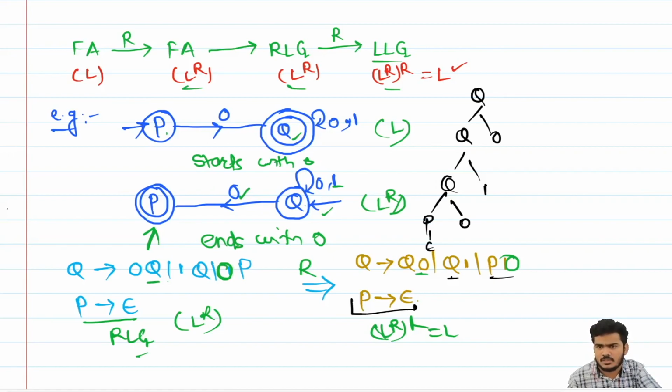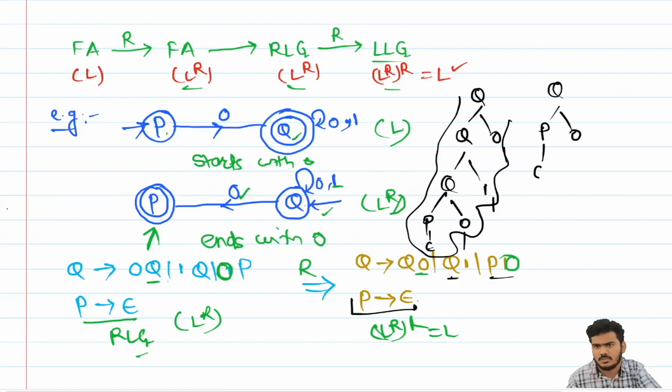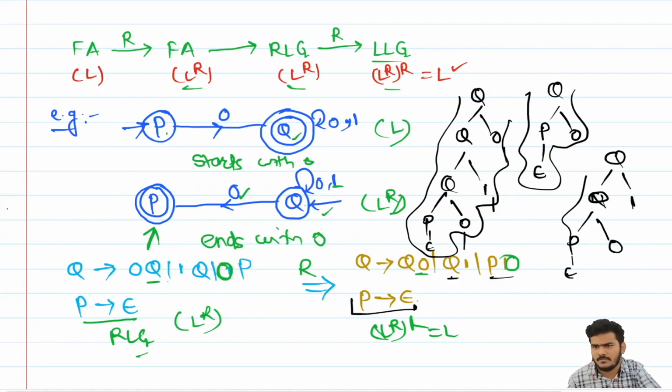So if I traverse this, what I will get is 0 1 0. Okay, let's take another one. q produces p0 itself, and p produces epsilon. I will traverse this, and finally I will take one more: q produces q1, and after that I have to take p, q produces p0, and finally p is epsilon. If I traverse, I will get the string.